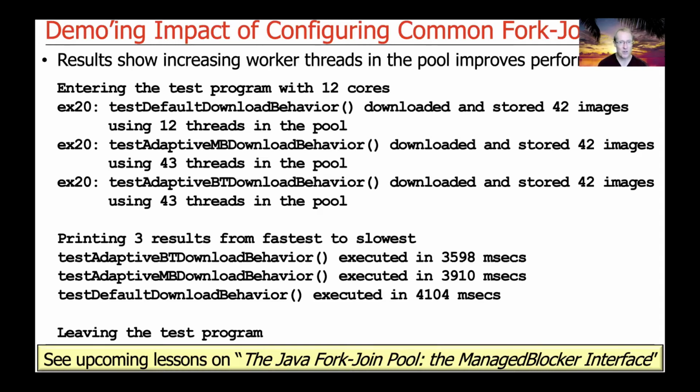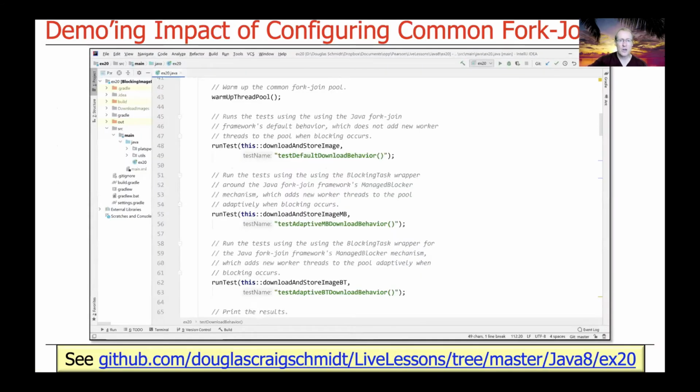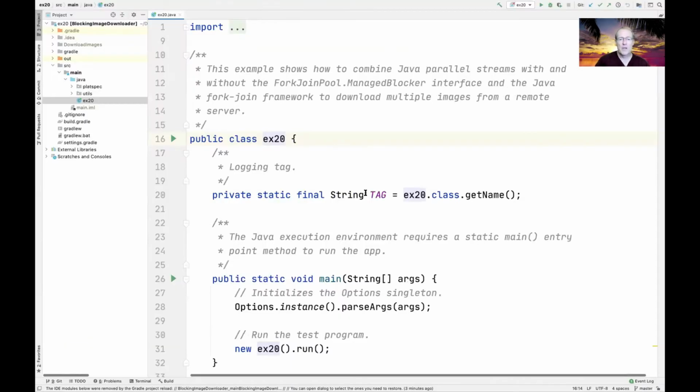And you can see when we actually run the program, which we'll do in a minute, that the results show that the versions that used the adaptive behavior perform better. And the reason for that is they're blocking less of the time. Now, as always, your mileage may vary. So when we run this program in a second, we may get different results, but this is how it works in this particular context. So let's go ahead and take a look at the code.